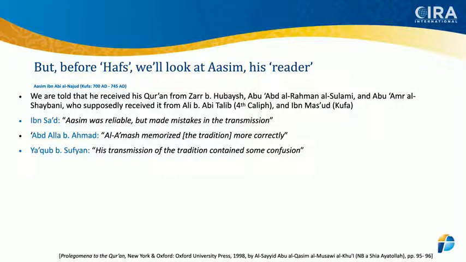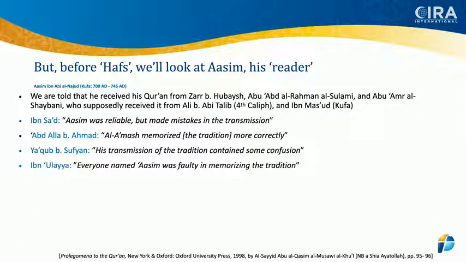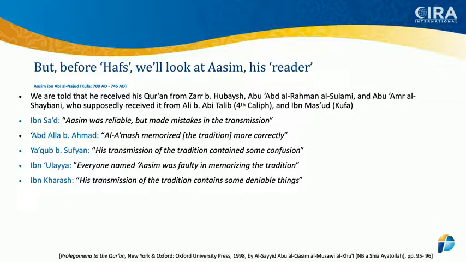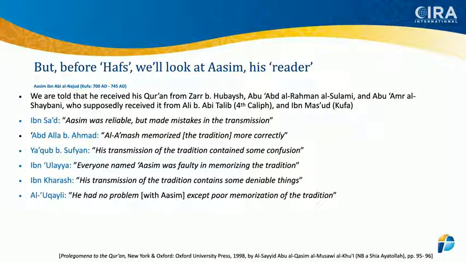Yaqub ibn Sufyan: his transmission of the tradition contains some confusion. Ibn Ulayya: everyone named Asim was faulty in memorization and tradition. Ibn Kharash: his transmission of the tradition contains some deniable things. Al-Uqayli: he had no problem with Asim except poor memorization of the tradition. Al-Daraqutni.